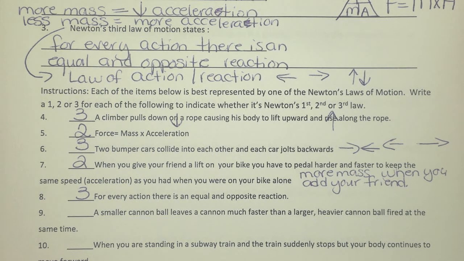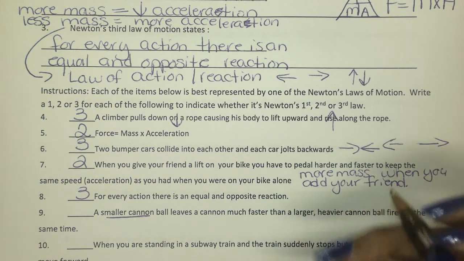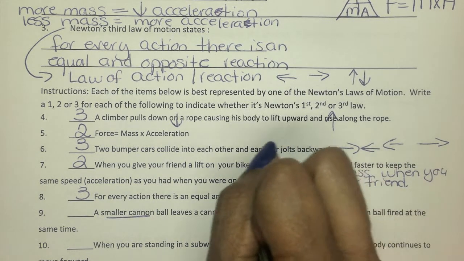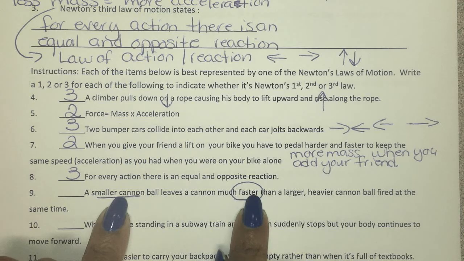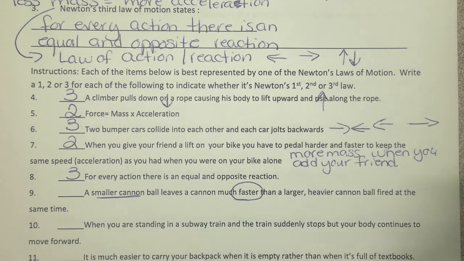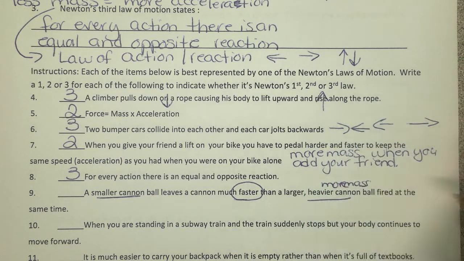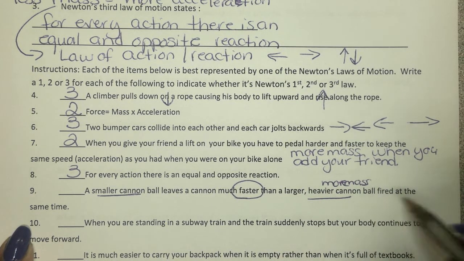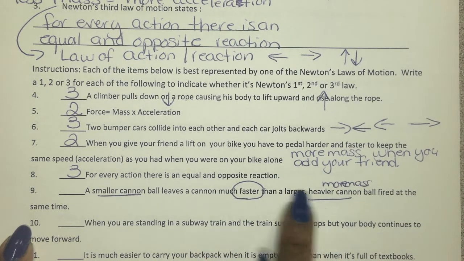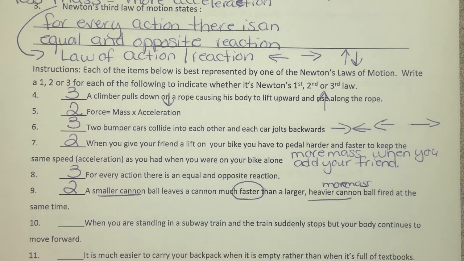All right, a smaller cannonball leaves a cannon much faster than a heavier cannonball. So this is a smaller cannonball, and it leaves faster. So the smaller cannonball has more acceleration than a ball with more mass fired at the same time. Okay, so this is more mass. The smaller one leaves faster. This is the second law, mass and acceleration.